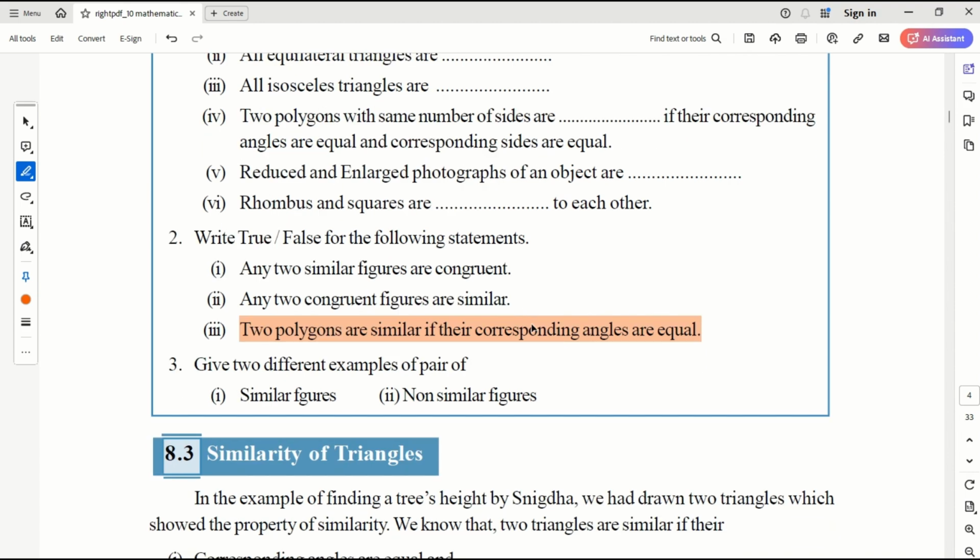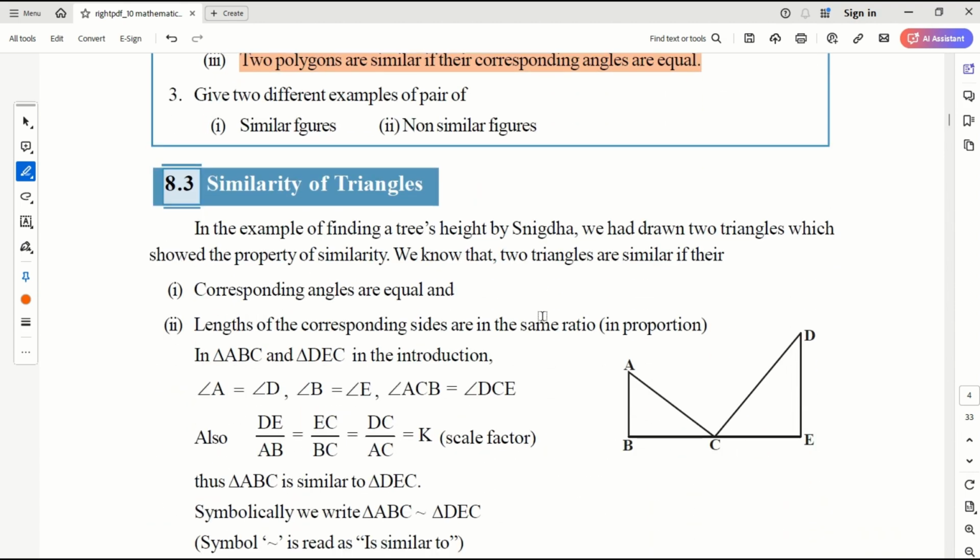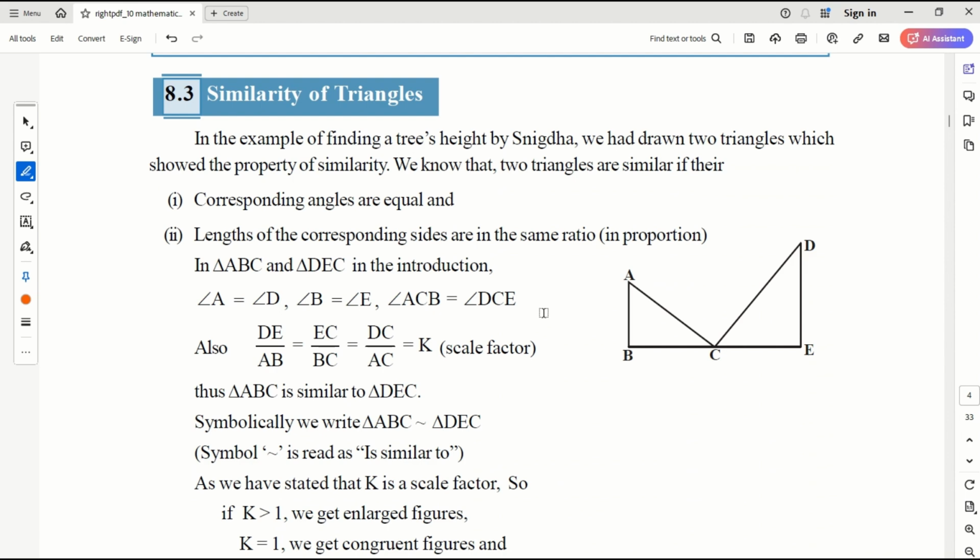Now let's learn the similarity of triangles. When we say two triangles are similar, we will first check the same rules. Corresponding angles should be equal and the lengths of corresponding sides are in the same ratio. This is the minimum condition we should meet to call any polygon similar, right? So this is the same applicable for triangles also.